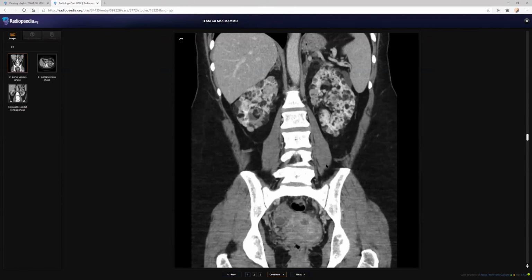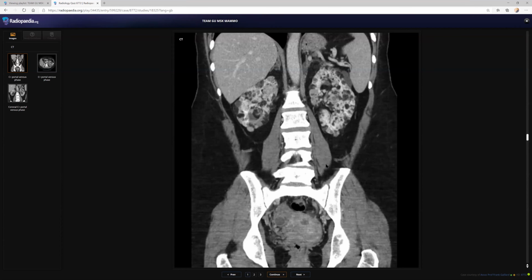Okay, those are the coronal images of the CT abdomen, in which I can see there are multiple low density lesions involving the bilateral kidneys, and the kidneys themselves are enlarged in size. I can appreciate there is no evidence of any perinephric collection or hematoma formation.